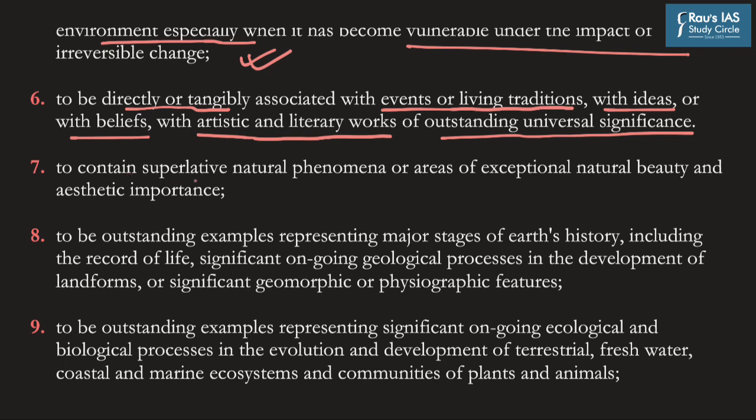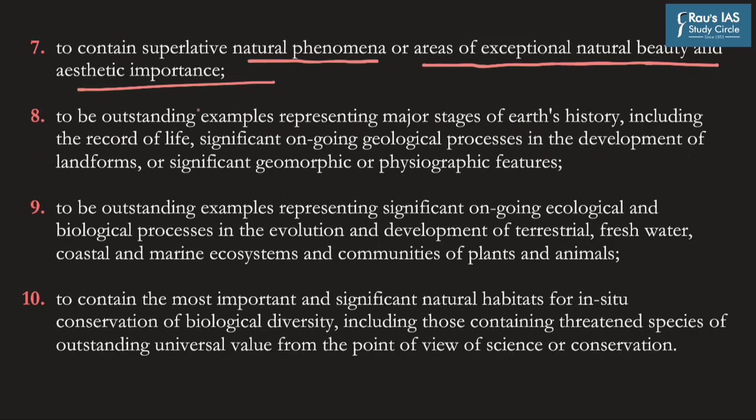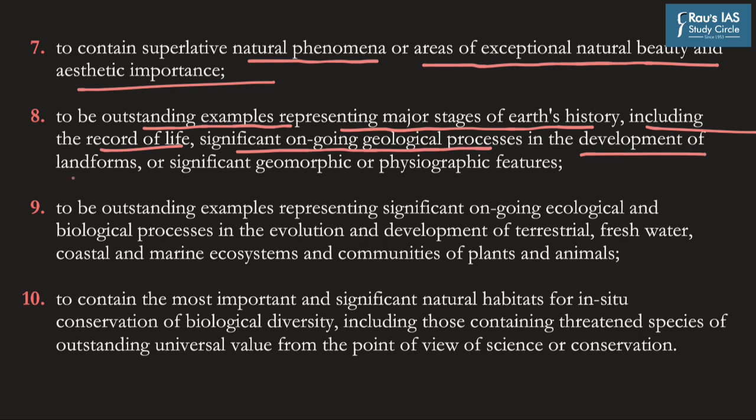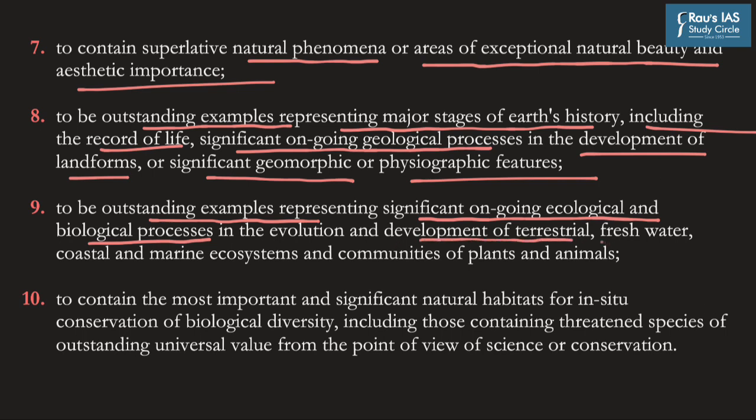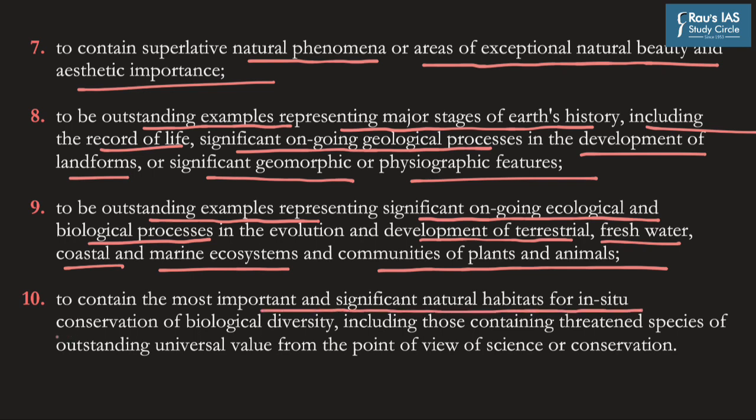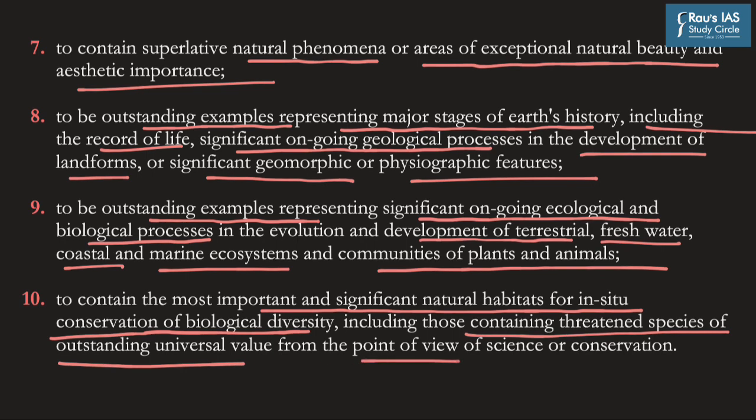The seventh point is that such a site must contain superlative natural phenomena or areas of exceptional natural beauty and aesthetic importance. The eighth point is that such a site must be an outstanding examples representing major stages of Earth's history, including the record of life, significant ongoing geological processes in the development of landforms, or significant geomorphic or physiographic features. The ninth point is that the site must be an outstanding examples representing significant ongoing ecological and biological processes in the evolution and development of terrestrial, freshwater, coastal, and marine ecosystems and communities of plants and animals. And lastly, the site must contain the most important and significant natural habitats for in situ conservation of biological diversity, including those containing threatened species of outstanding universal value from the point of view of science or conservation.